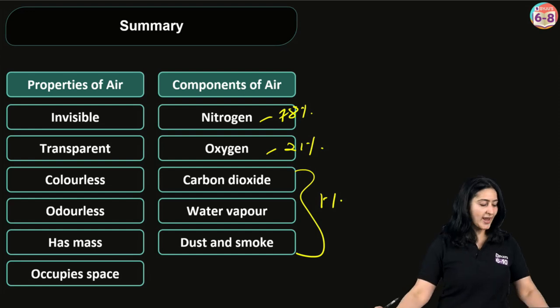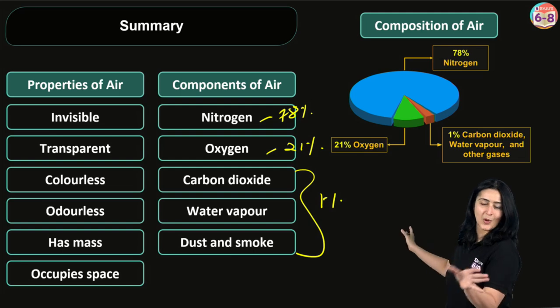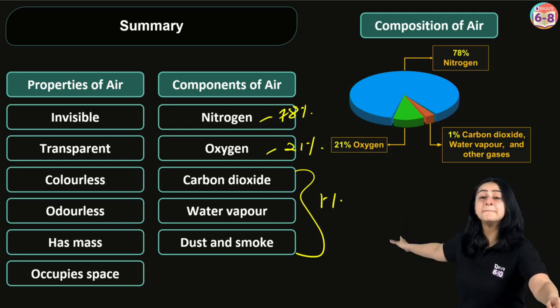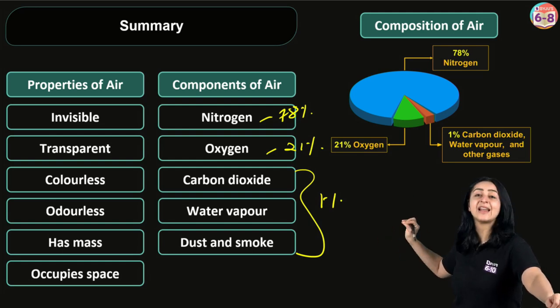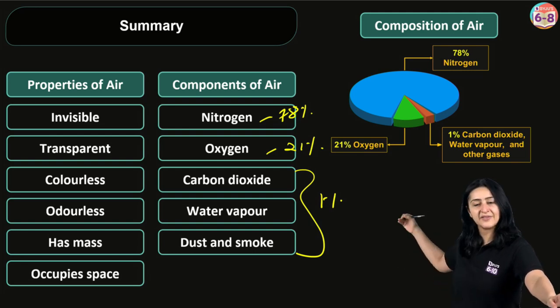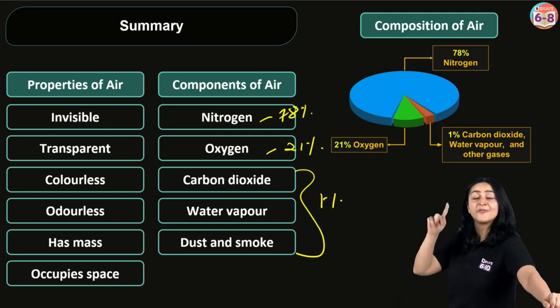Okay, one more thing, like I said, I've already shown you this, so I'm not going to go too much into detail, but basically this is the pie chart. I want you to remember it as a visual. If you remember this pie chart as a visual, it will help you remember the figures that I spoke to you about in a much better way. The 78%, the 21%, and the 1% will be much easier for you to remember if you remember it like a pie chart.